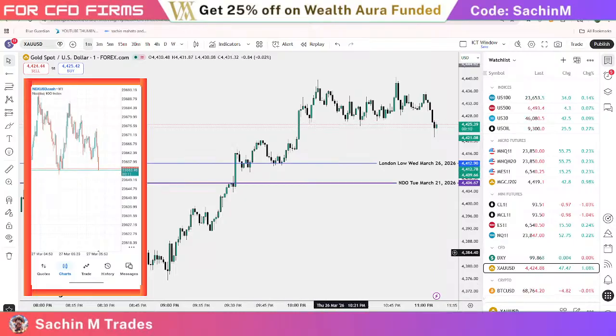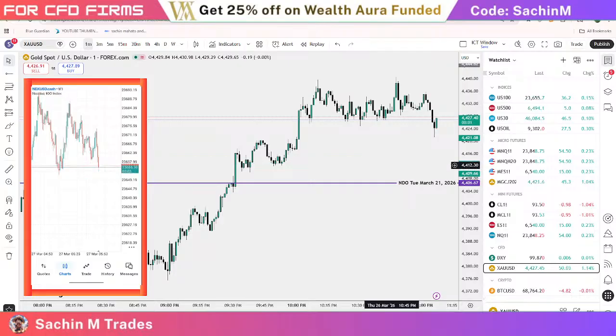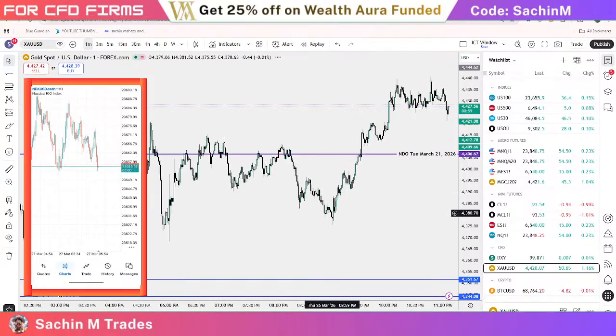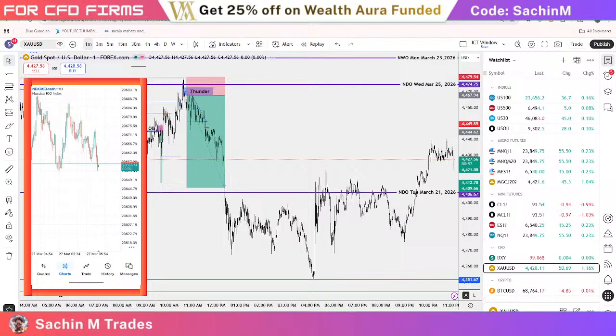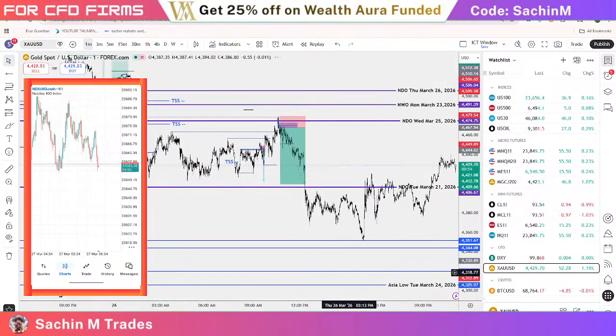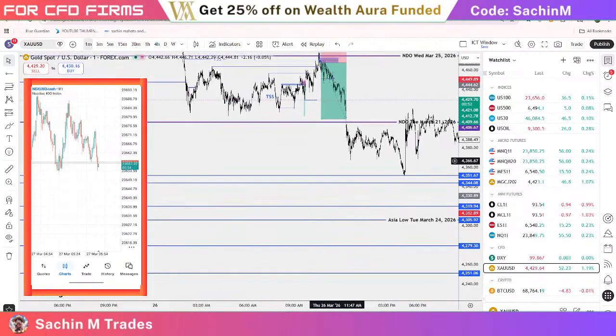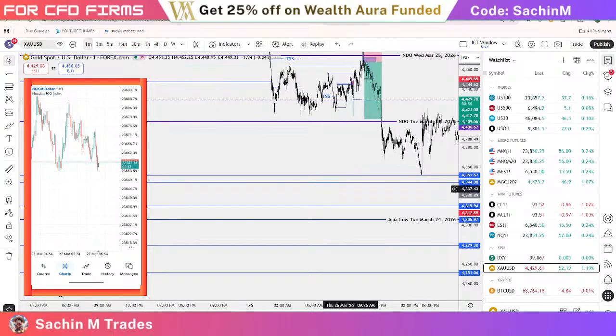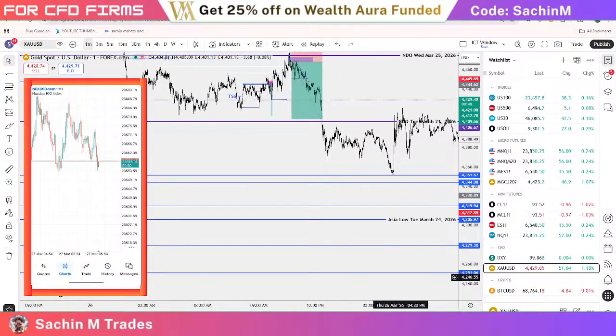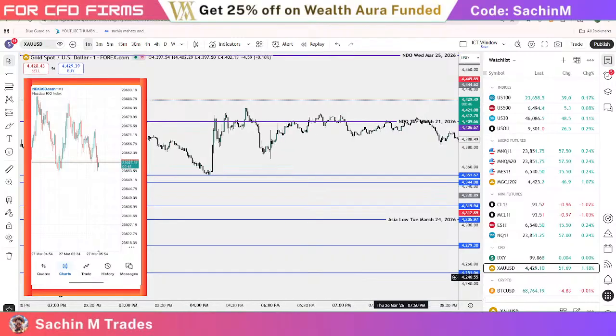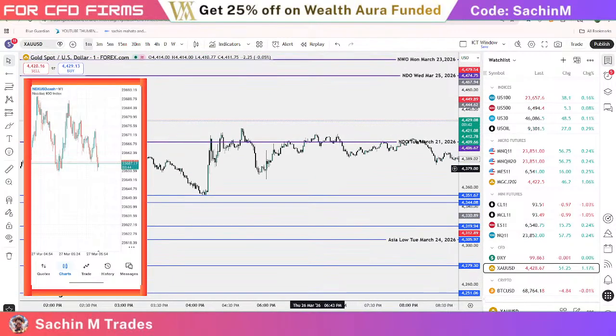Now we are marking on London XAUSD. Let's see which liquidities were taken out yesterday. The Asia low was not taken out. A lot of liquidity is resting below, down below the market.